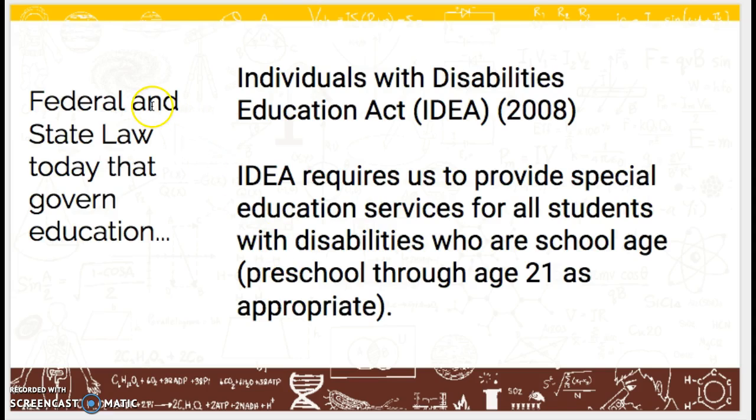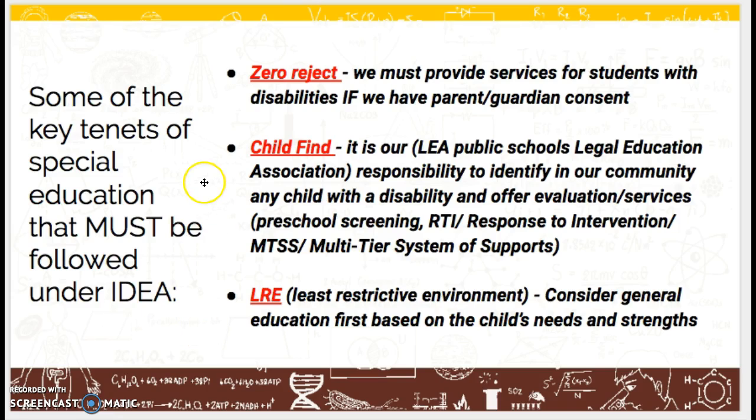So within our state, we have the Every Student Succeeds Act, which governs all students in general education classrooms, and then IDEA, and the most recent reauthorization was 2008, which requires us to provide special education services for all students with disabilities who are identified at school age, which is preschool through age 21, as is appropriate. So IDEA has several specific tenets that all states must follow, and Kentucky follows.